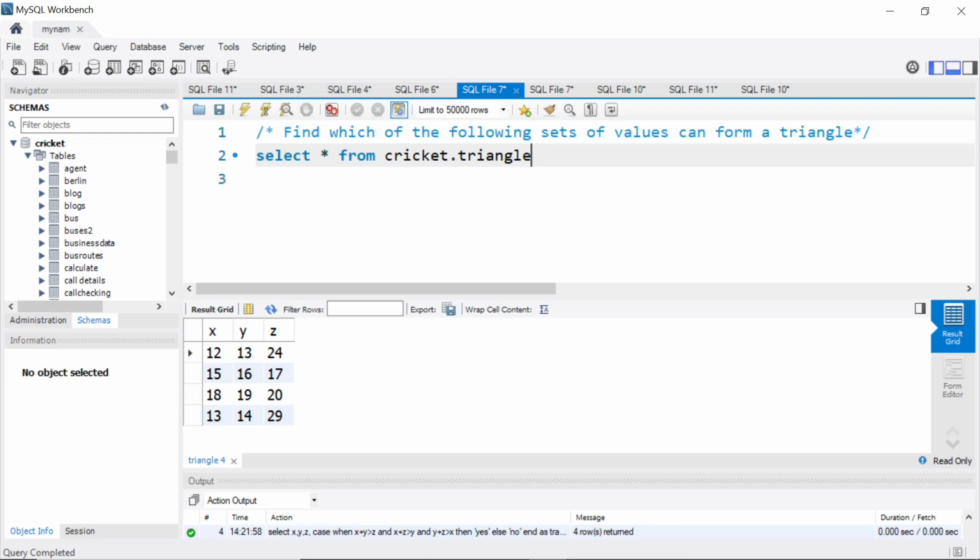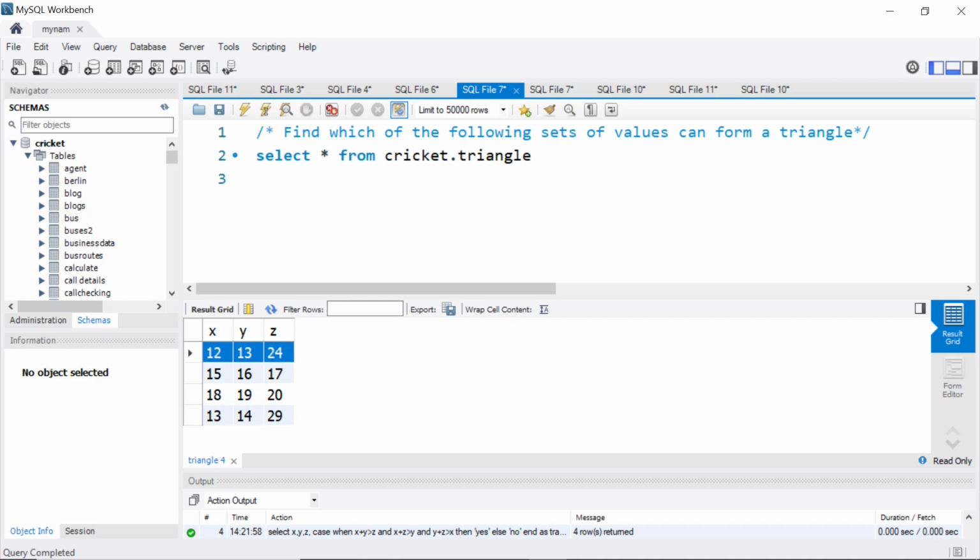Welcome back to the channel and welcome to another easy question, I would say. This has also been asked in tech companies. We are given this table with x, y, z. These are the lengths of the three sides of a triangle. In the first case it is 12, 13, 24. Then it's 15, 16, 17, then 18, 19, 20, and 13, 14 and 29. Now we are asked to find which of the following sets of values can actually form a triangle.